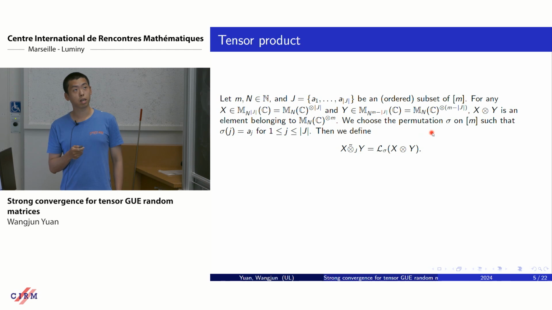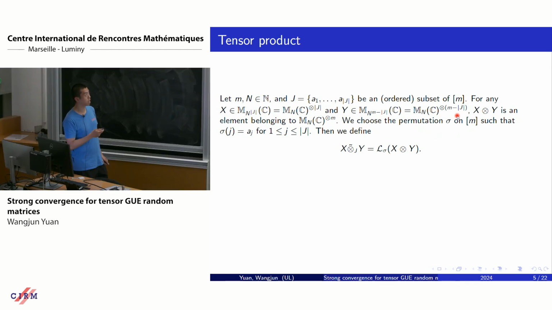Now we choose a sigma, which is a permutation on the set of integers from 1 to m, such that sigma of J equals AJ. For the rest, we don't care, but we should fix the permutation. And I define the tensor tutor of J of X and Y to be L sigma of X tensor Y, where L sigma is defined in the previous slides.